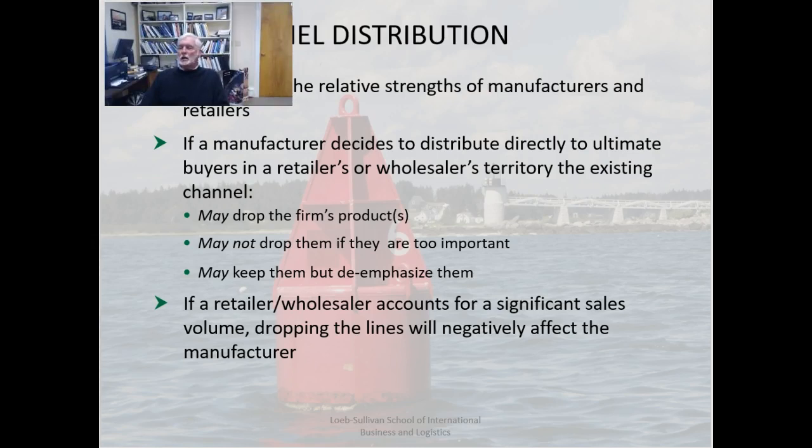My intermediary is not going to be very happy to be selling my product and then have me selling right next to them direct, because I'm impinging on their market, and I have advantages if I'm selling direct. First of all, I'm the manufacturer, so I know more about the product, and maybe I have deeper pockets. I can be more competitive than the retailer may be able to be, or the wholesaler may be able to be. So how do retailers or wholesalers react to this kind of thing?